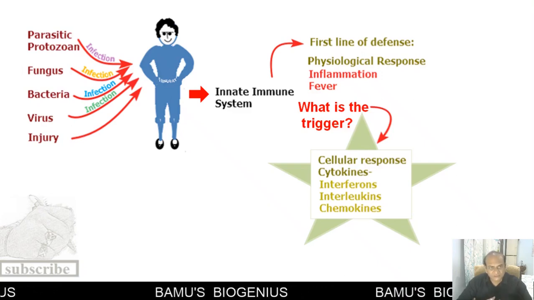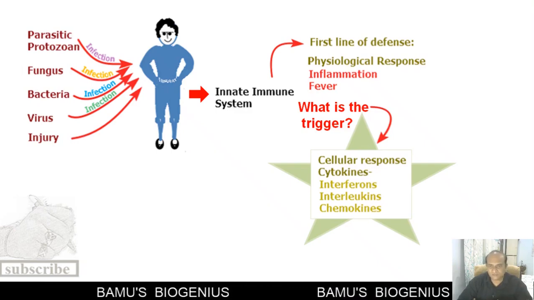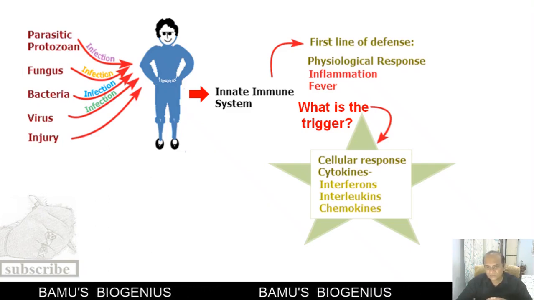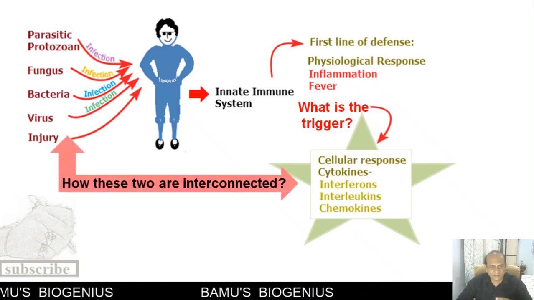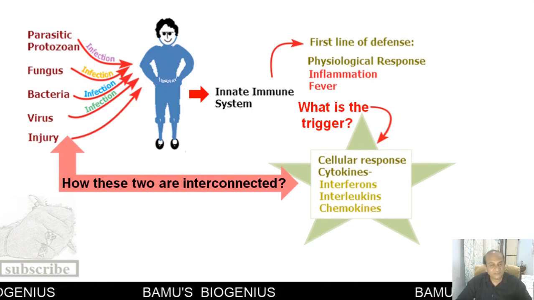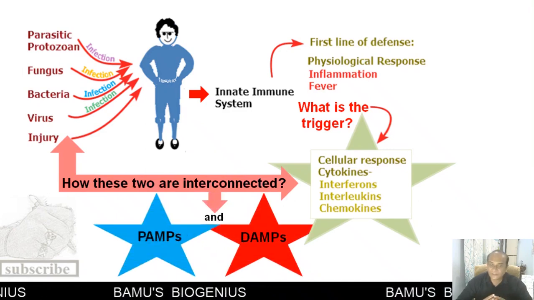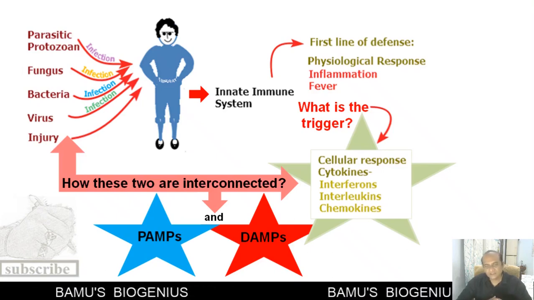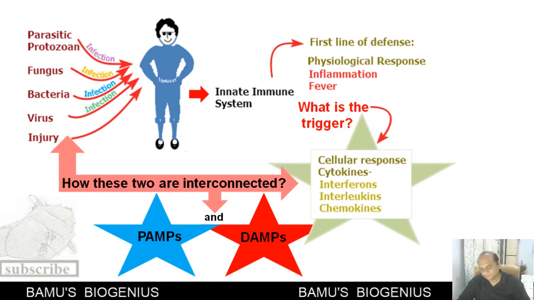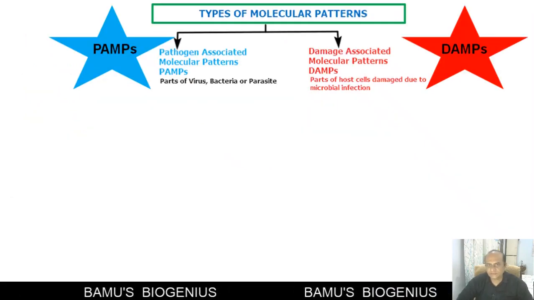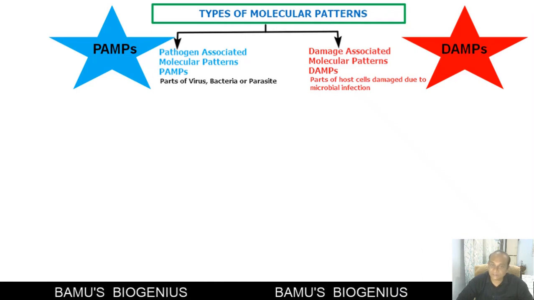Now, what is the connection between the infection, that is infection due to the parasites, and the physiological response, or this increased secretion of cytokines? How are these two interconnected with each other? These two are interconnected with the help of PAMPs and DAMPs. What are those PAMPs and DAMPs? That we will see in the next slide. PAMPs and DAMPs are types of molecular patterns.